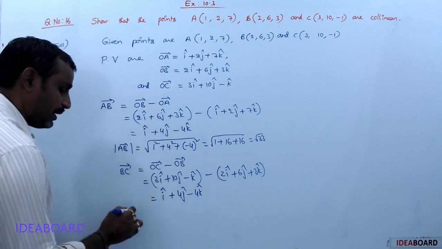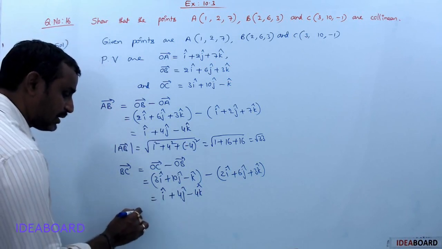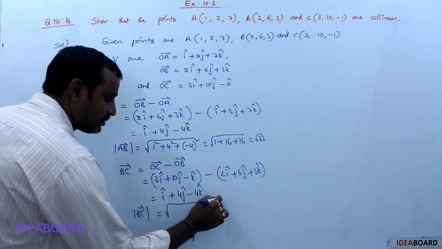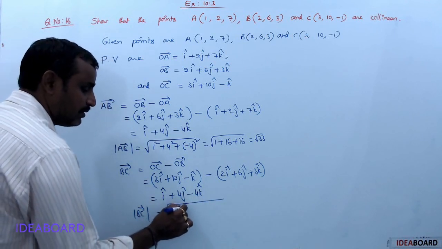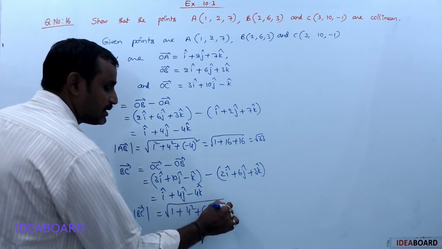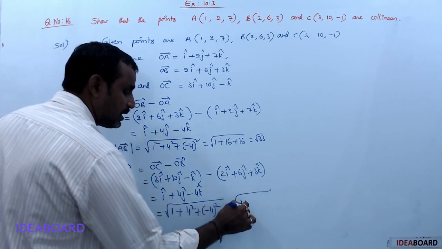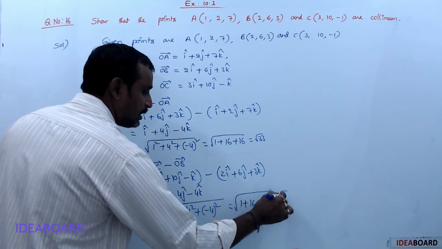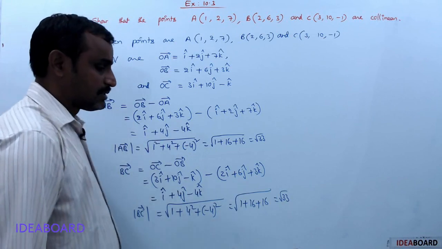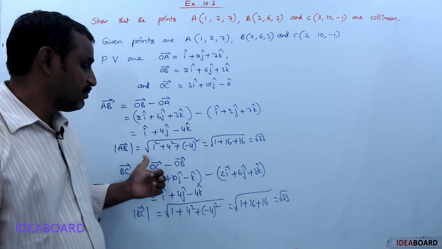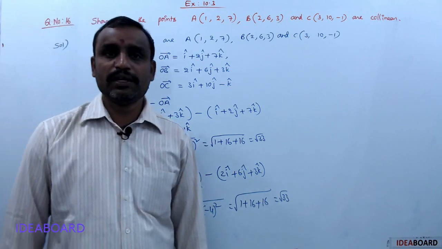So now the magnitude of BC bar also you can calculate here. Magnitude of BC bar is equal to under root 1 plus 4 square plus minus 4 whole square. The value is equal to under root 1 plus 16 plus 16. This is also root 33. So now the magnitudes of AB bar and BC bar we know.